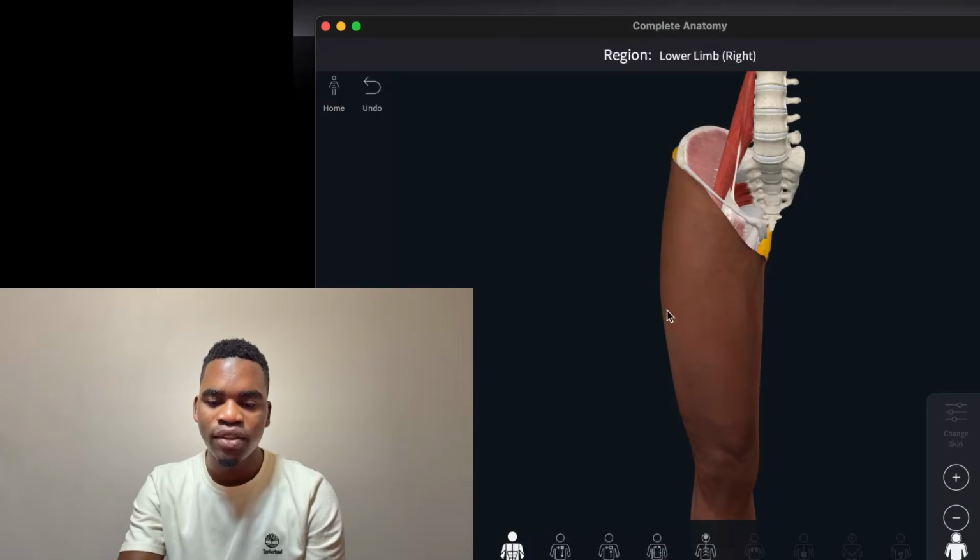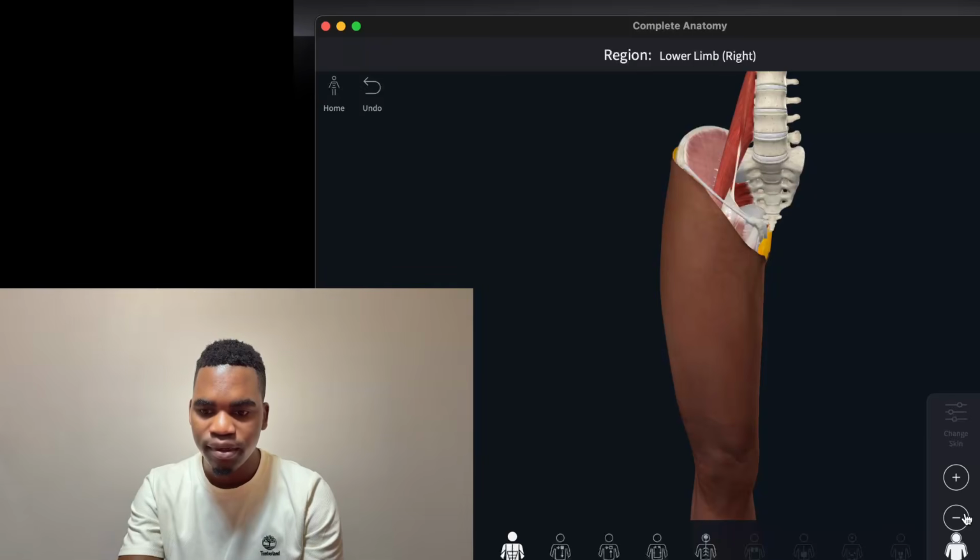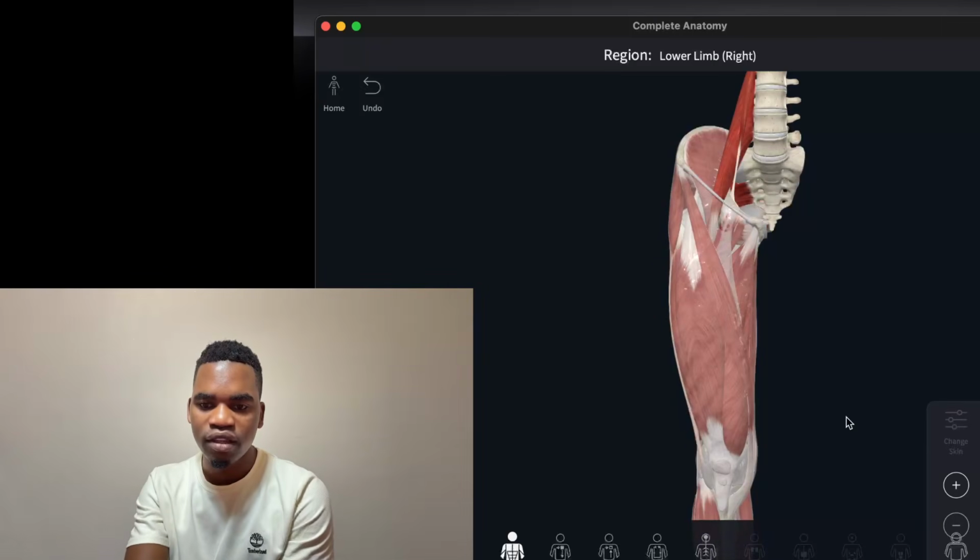Today we're going to discuss the anterior compartment of the thigh. But before we dive into the details of the anterior compartment, let's first have an overview of the compartments.